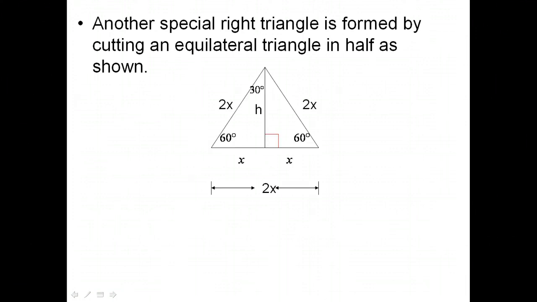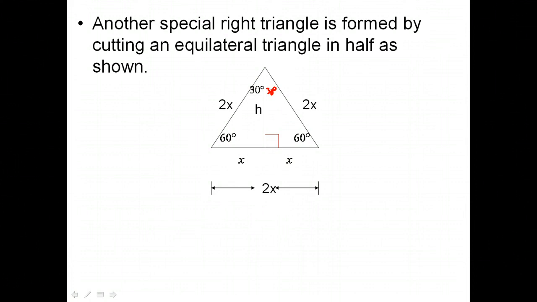Another special right triangle is formed by taking an equilateral triangle. Now, you know, in an equilateral triangle, all angles and all sides are equal. So that means that the angles of an equilateral triangle are 60 degrees. So I have 60 degrees, 60 degrees. This divides this angle into 30 degrees because the altitude and the angle bisector and the median are all the same line in an equilateral triangle.